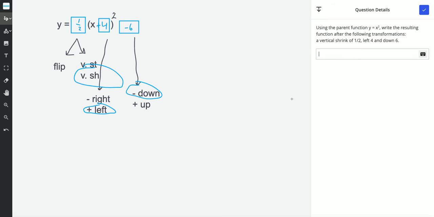So let's just type it in my answer. Y equals 1/2, go to the right, so it's not in the denominator anymore, (x plus 4) squared minus 6. Perfect. Anything about a flip? No. So it's done. Very good.